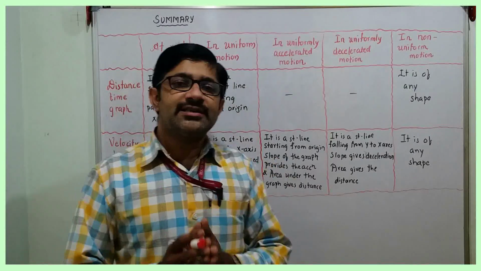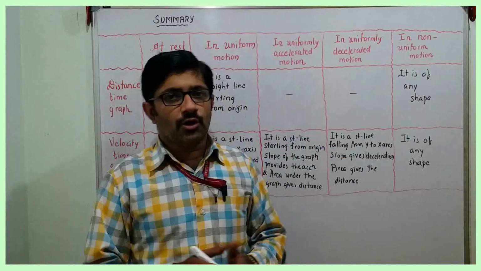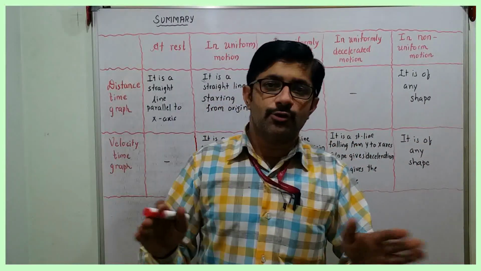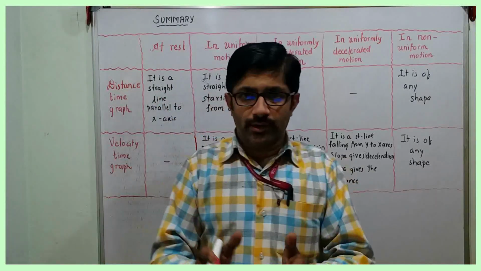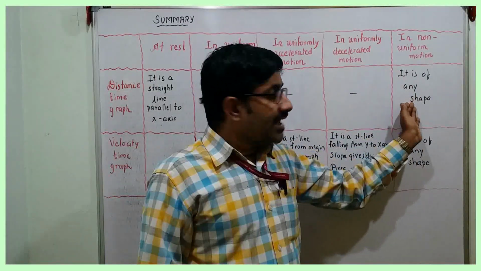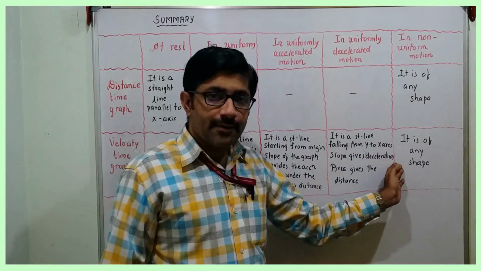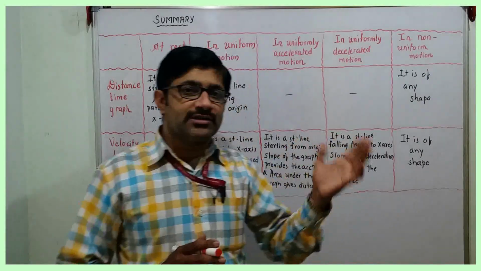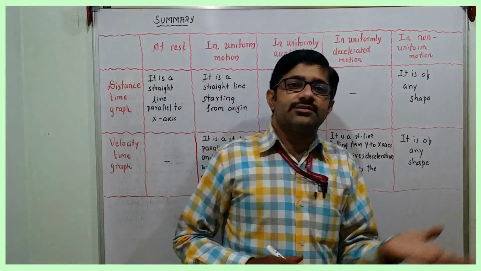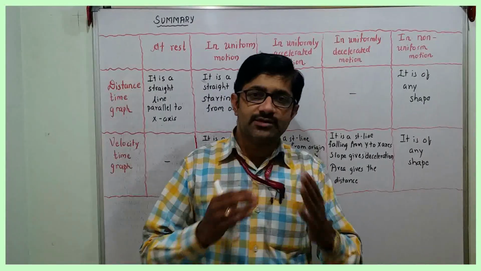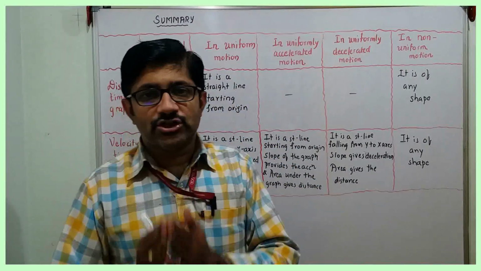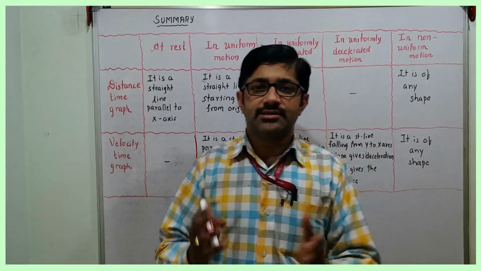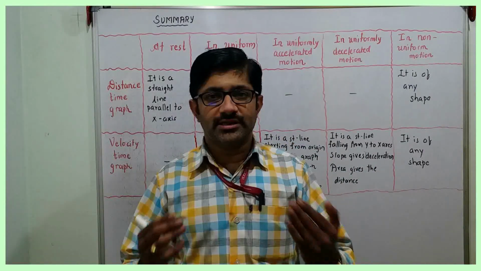So when the object is in non-uniform motion, or non-uniformly accelerated motion, or non-uniformly decelerated motion, whatever you take, the distance time graph as well as the velocity time graph is of any shape. So the velocity time graph is also of any shape, and the distance time graph is also of any shape. I hope this summary will help you to understand the distance time graph as well as the velocity time graph.